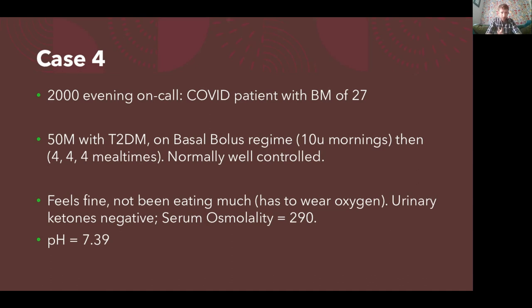It's 8 o'clock in the evening, you're on call, and you're called to see a patient who's been admitted with COVID because their blood sugar is 27. They're 50 years old, type 2, on a basal bolus regime, by which I mean they have long acting in the mornings, 10 units, and then 4 units of rapid acting with their meal times. And before they came into hospital, they were really, really well controlled.